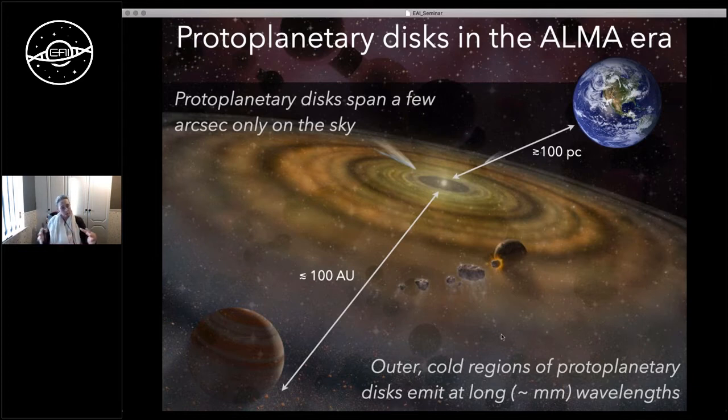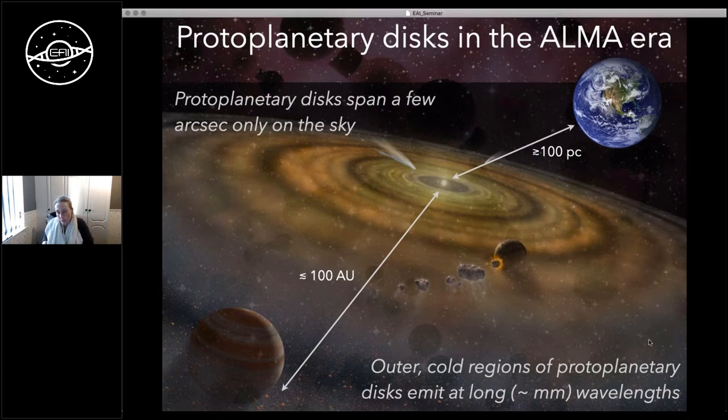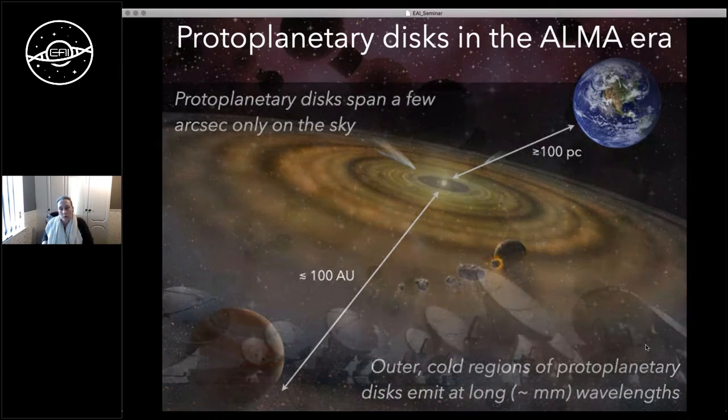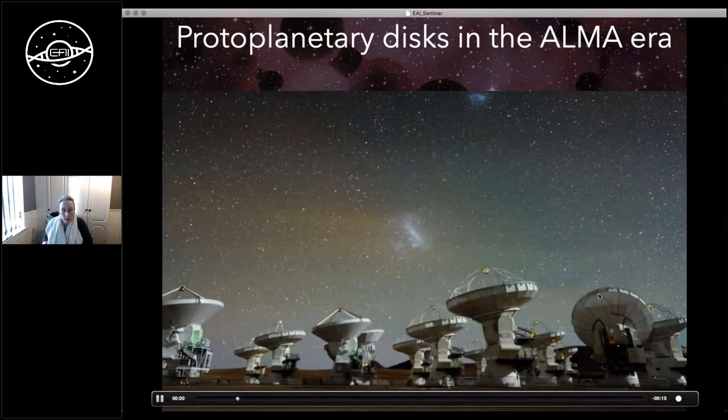Because what we really want to see are those cold regions of the protoplanetary disk, the molecular region of the disk that's only a few tens of Kelvin in temperature. So about 10 years ago, we had this wonderful machine, ALMA, finally come online.